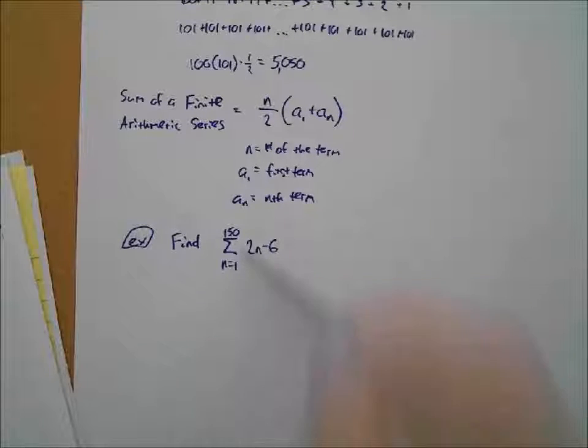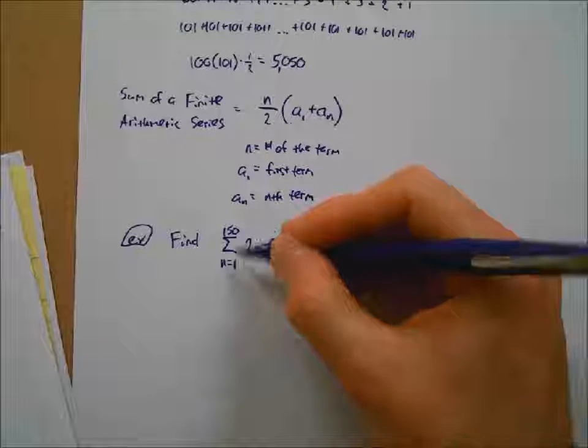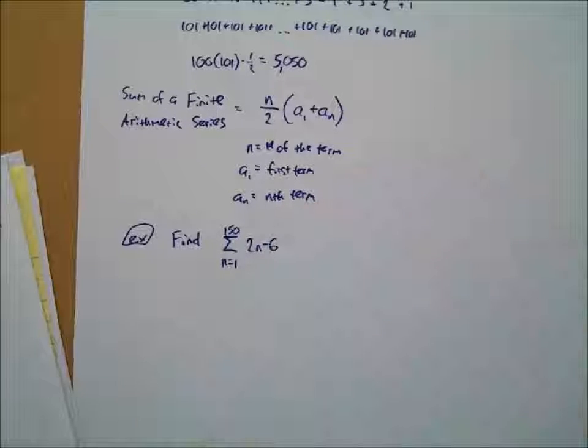So again, what does this mean? Find, the sigma stands for sum, right? Find the sum from n equals 1 to 150 of this pattern right here, of this series, 2n minus 6. Now, if you look at that and you're like, ooh, I have no idea what this thing is doing, well, let's maybe try and write out the first few terms.